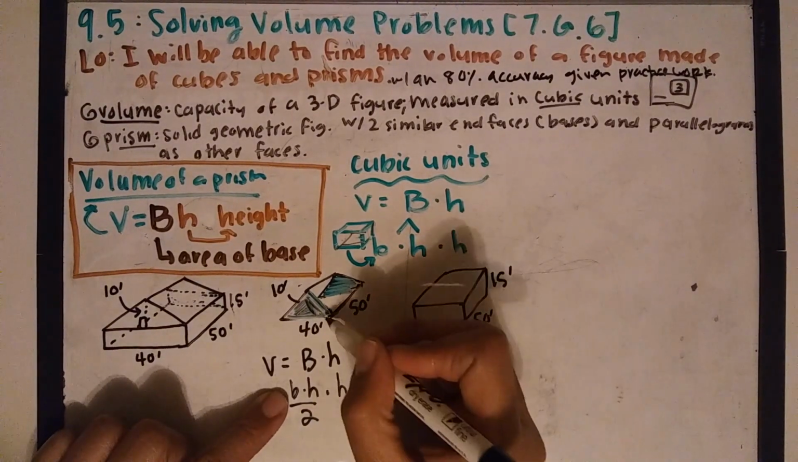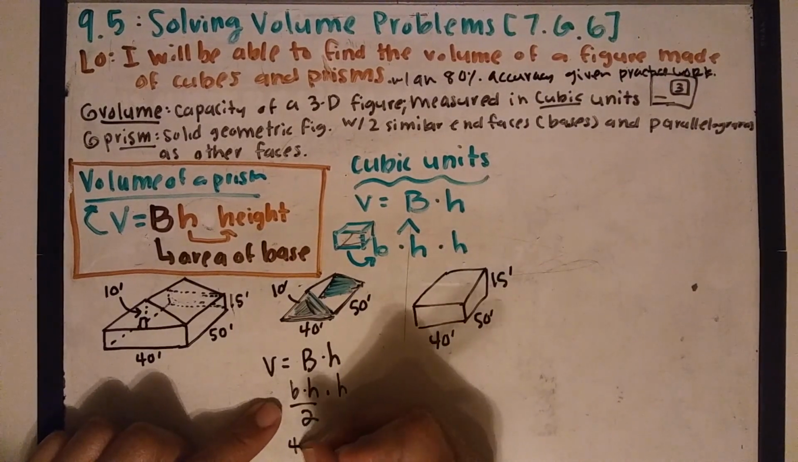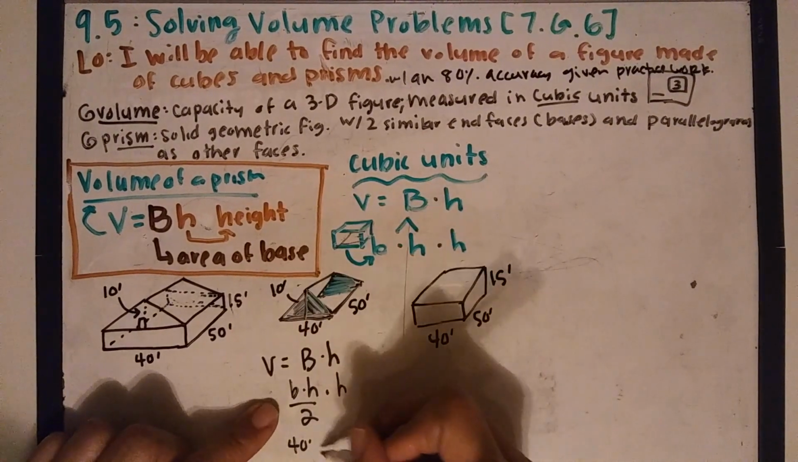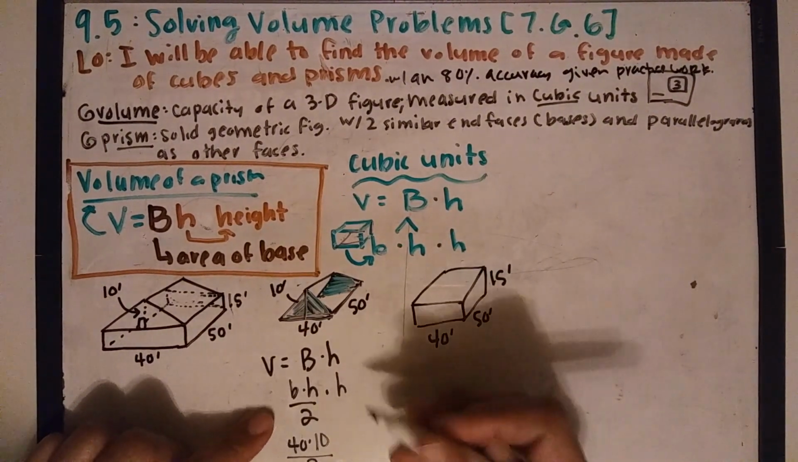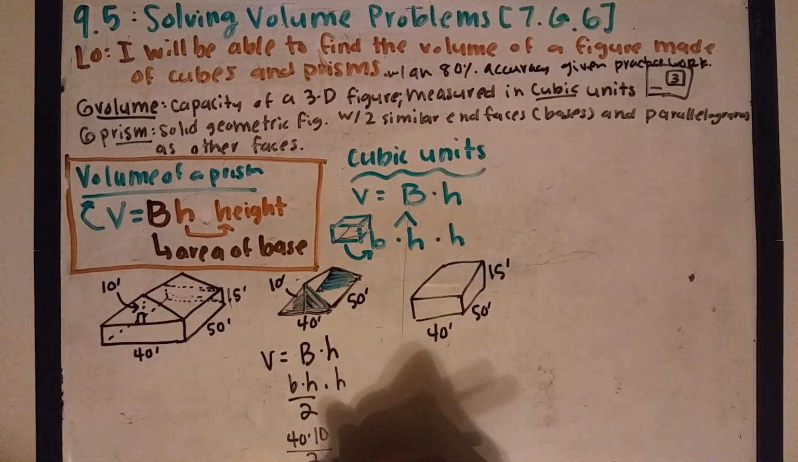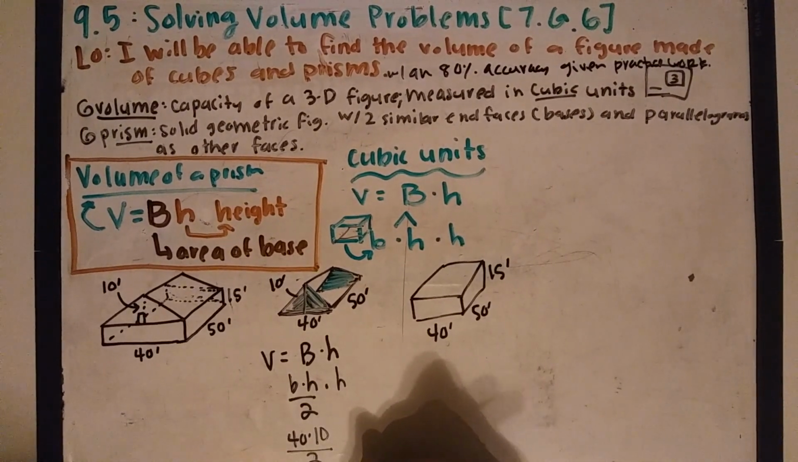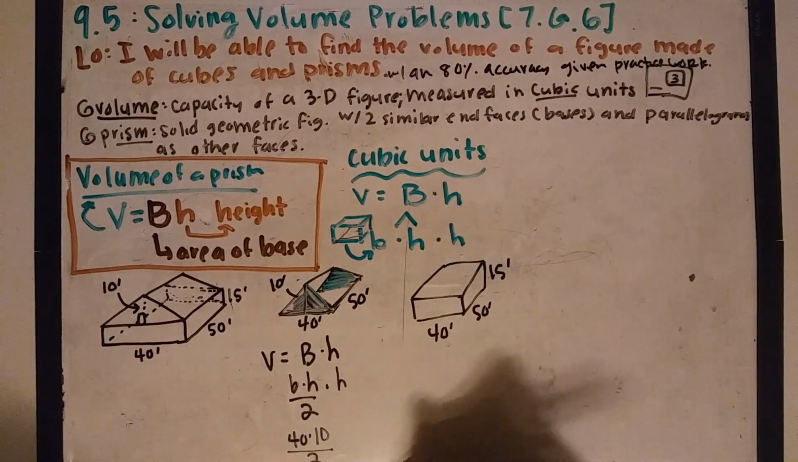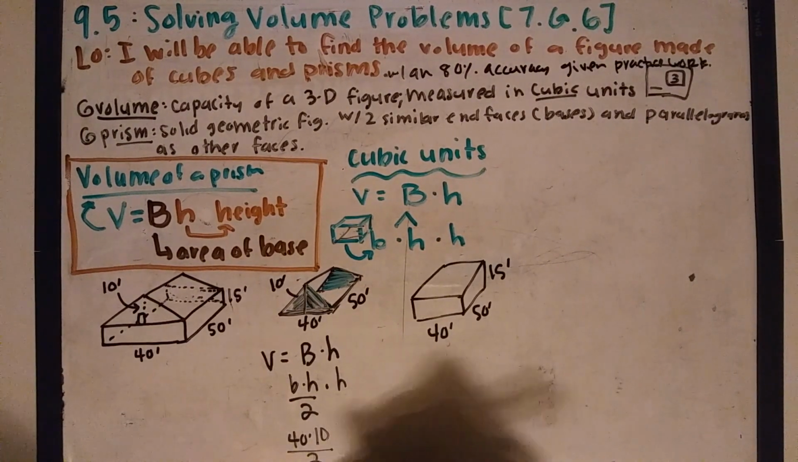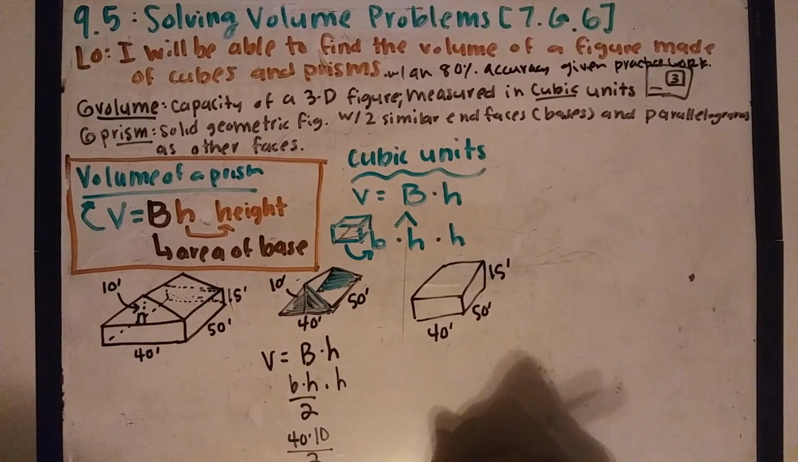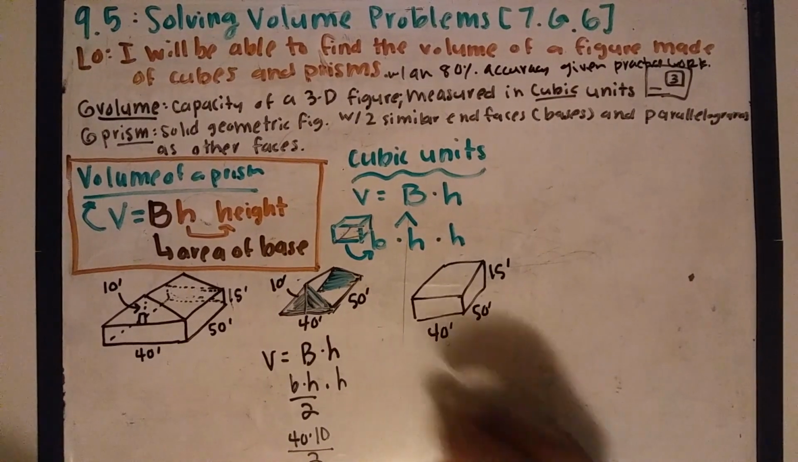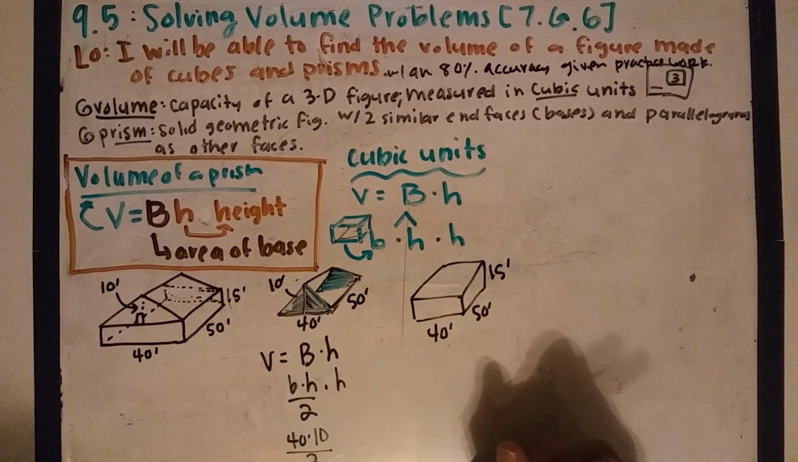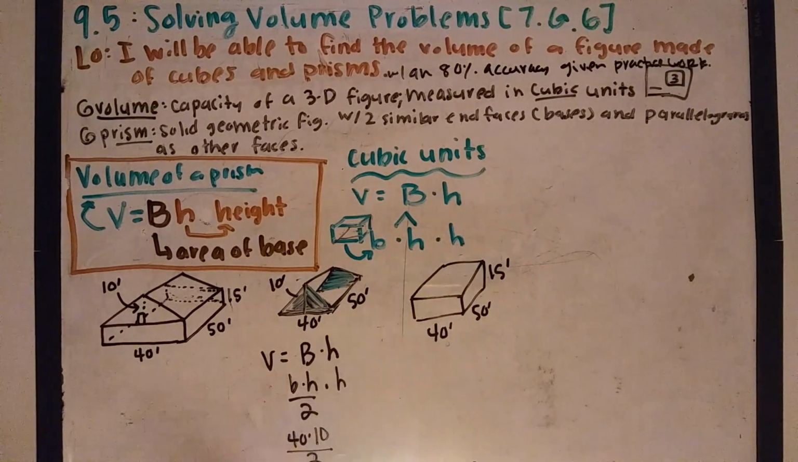So what's the base of the triangle? It's right here, that's 40. What's the height of the triangle? That's 10. And I divide that by 2. So 40 times 10 is 400 divided by 2, that's 200. And then times, what's the height of the prism? That's 50. So that is going to give me 10,000, and they are feet, so it's cubic feet. Okay, so that's for the triangular prism right here.